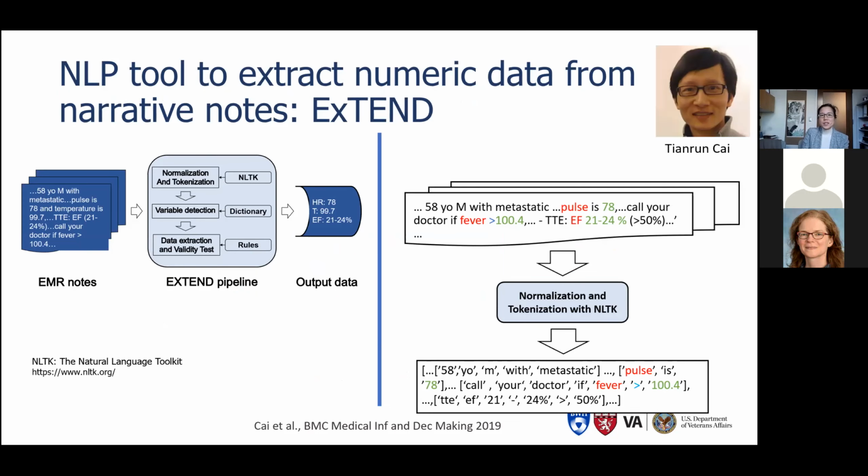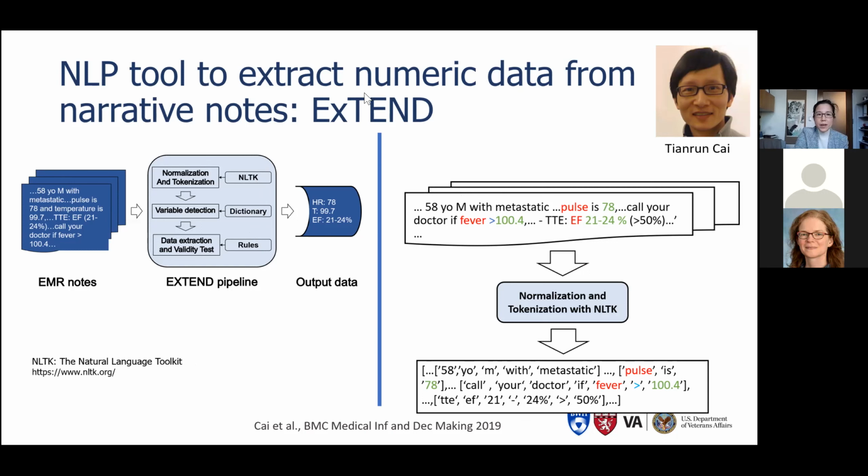And so this is just an example. This study was led by Tianwen, or Austin, Cai in our group. He's an expert in NLP, and what he did is he created a tool to extract ejection fraction from the notes. So just very briefly, he takes the EMR notes and he created a pipeline using some of the existing toolkits. You see the natural language toolkit here to extract data such as vital signs and EF. And what is this really doing? It's normalizing and tokenizing. So it's taking a large amount of text data and breaking it up into its parts.